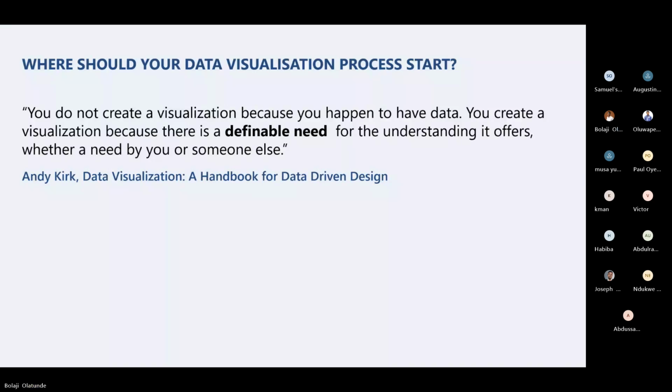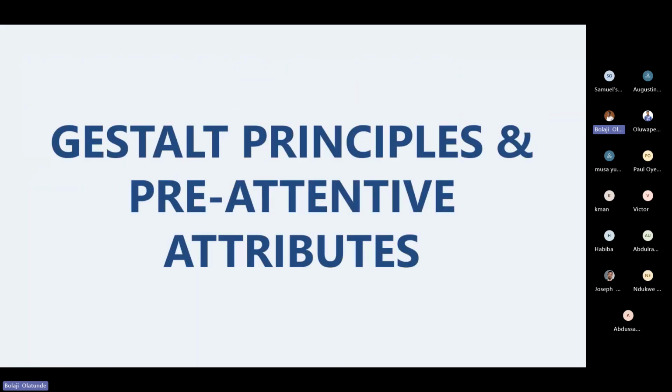Now, there's a set of principles known as the Gestalt principles and something called pre-attentive attributes. The Gestalt principles are a set of principles that explain how we perceive information visually, right? And pre-attentive attributes are those attributes that when we see them, there is already a premeditated way in the human brain that they are going to perceive that information in a certain way. Right, so we're going to look at some of those Gestalt principles and how they apply to visualization.